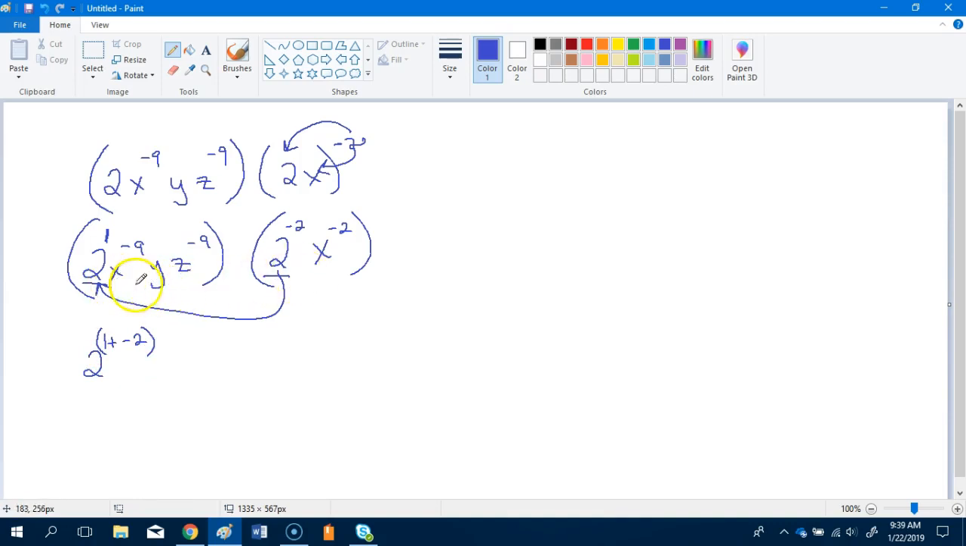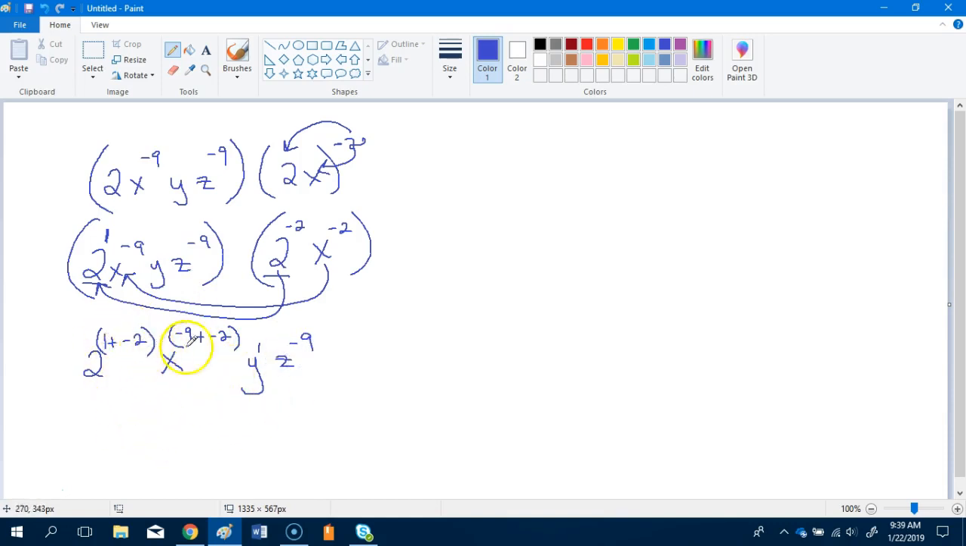And then I'm going to do the same thing with the x variable because those are the same bases. So it's going to be x, and then our exponents are -9 plus -2. And then the rest of this I'm just going to keep. That's y to the power of 1 and z to the power of -9.